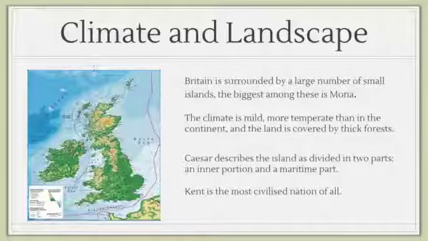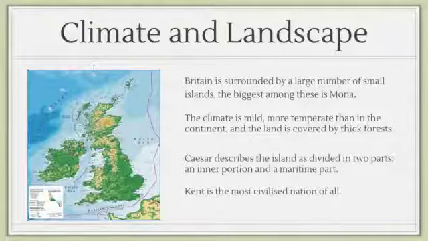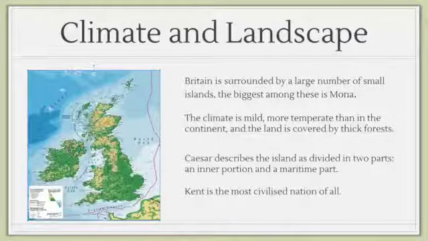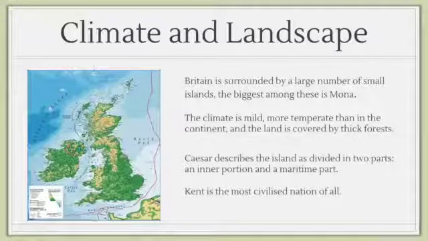The most civilized nation of all in Britannia is Kent, a maritime district still present today. The Romans thought that Kent was a strategic position for a port, so there are ruins of Rutupiae or Portus Rutupis, a port founded by the Romans after their invasion of Britain in 43 AD.